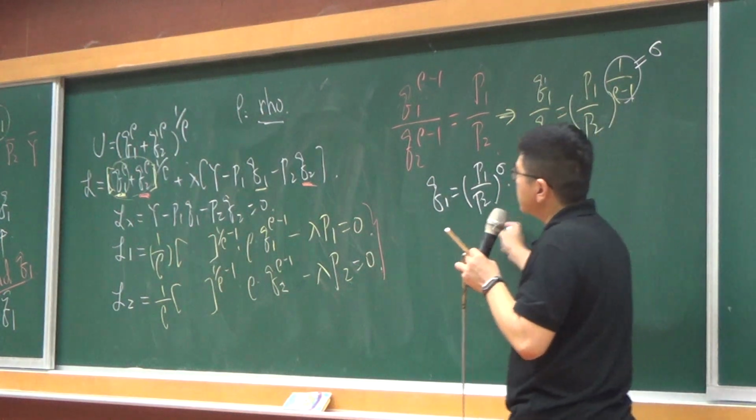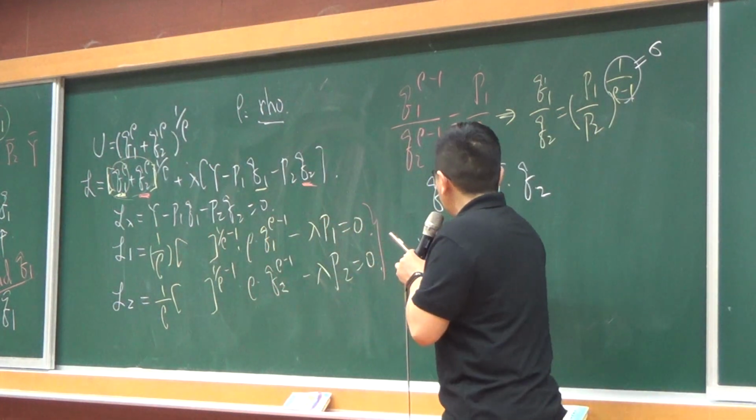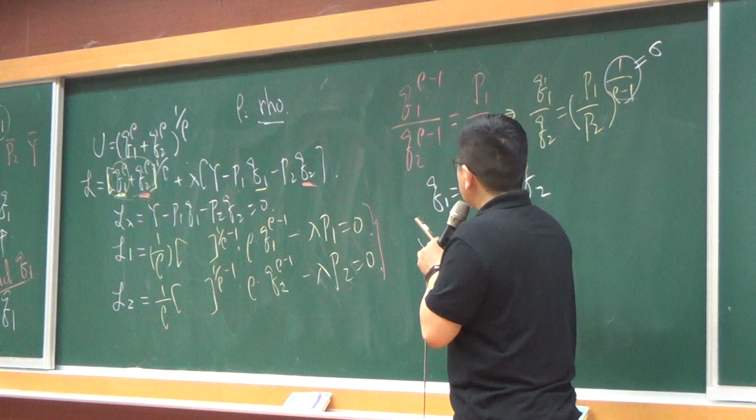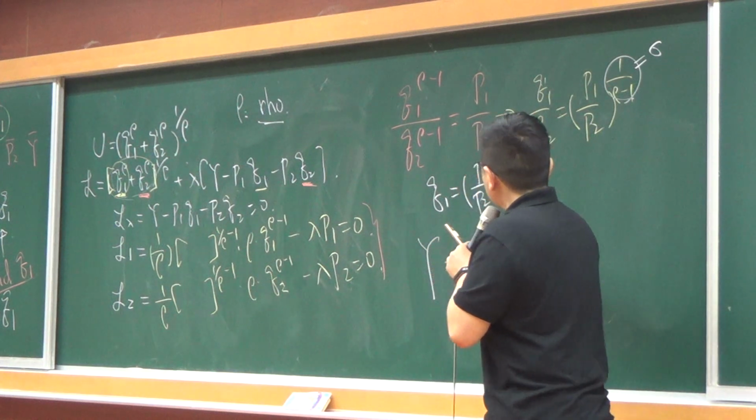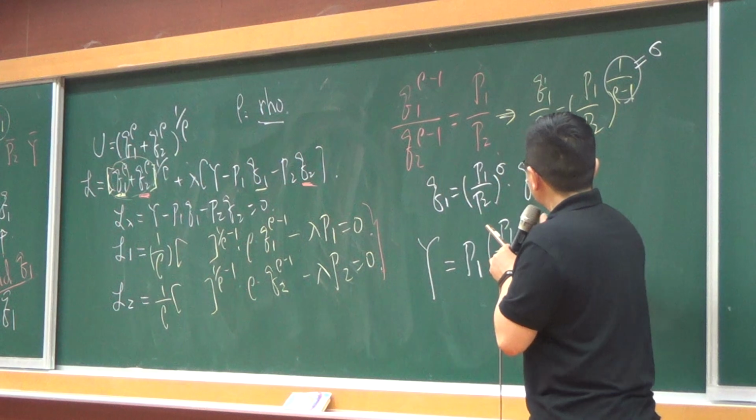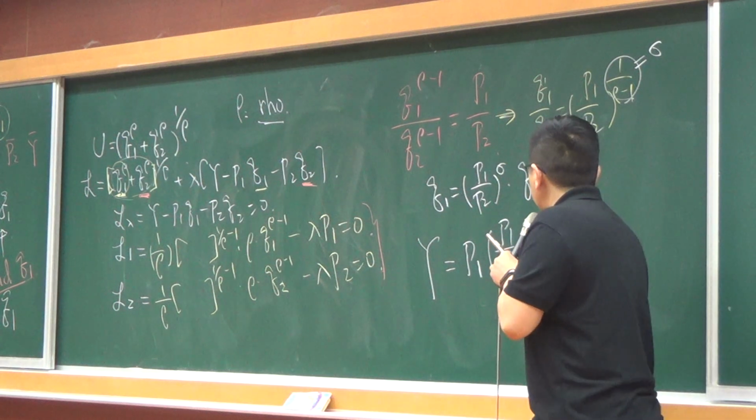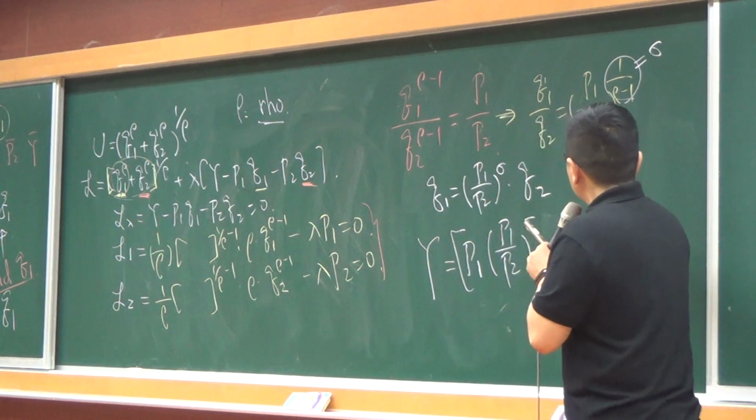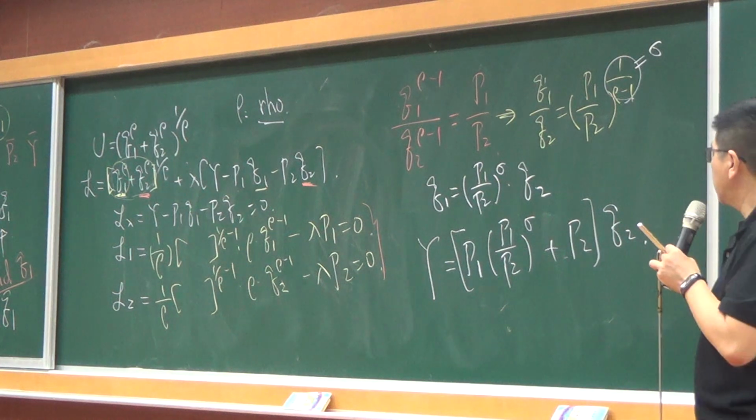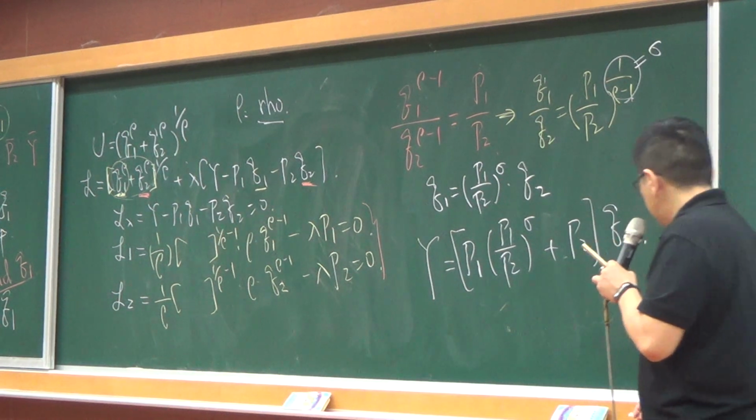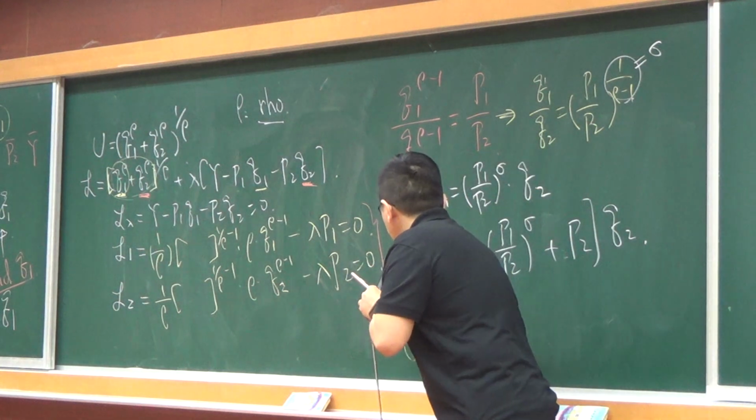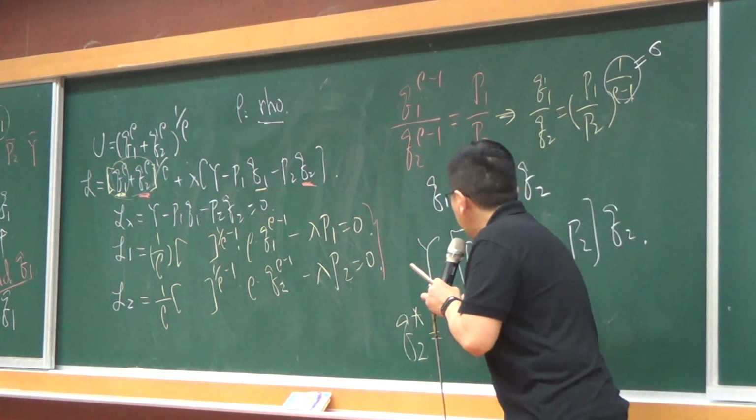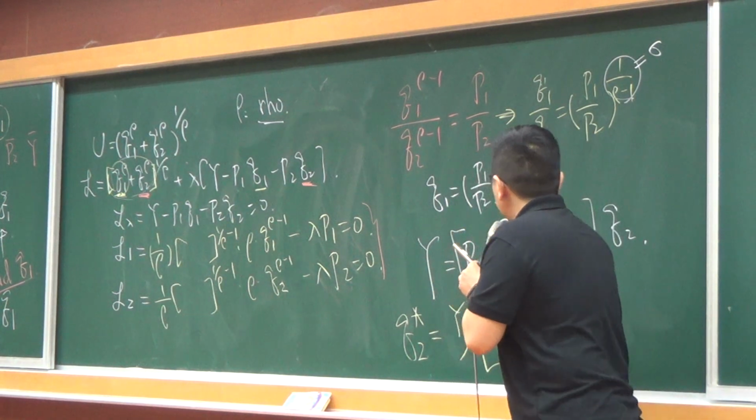And we just replace this back into the budget constraint. So we have Y equals P1 times Q1, which now would be P1 times (P1 over P2) to the sigma times Q2, plus P2 Q2. So we would have the final solution of Q2 star. It will be Y over this term.